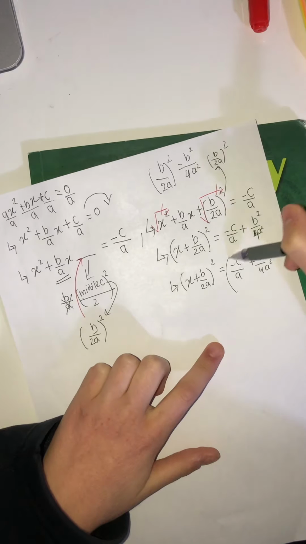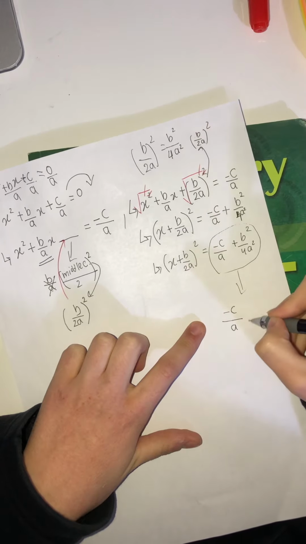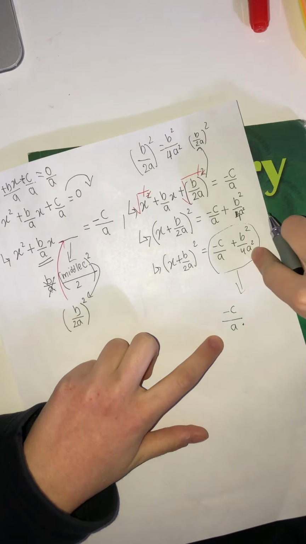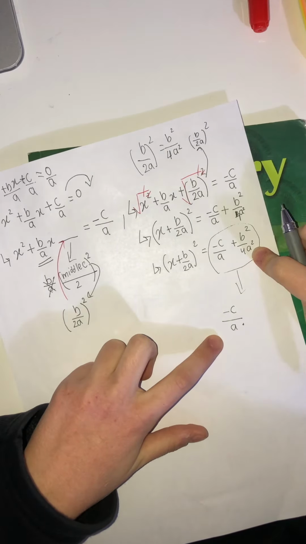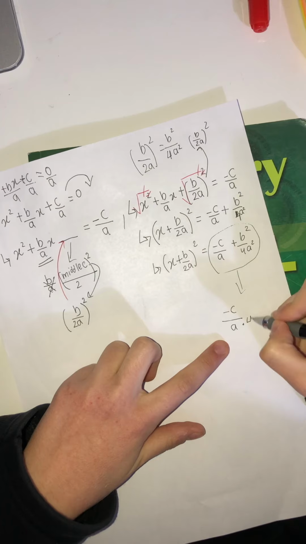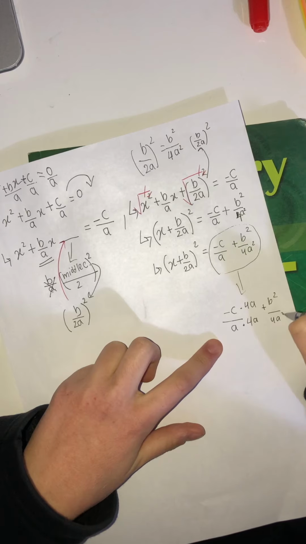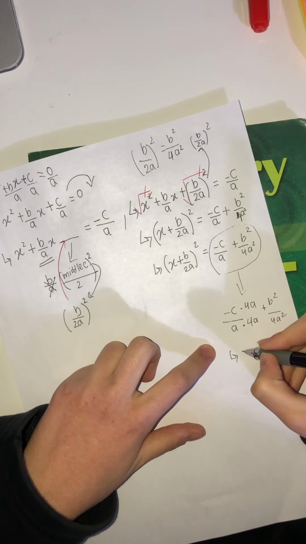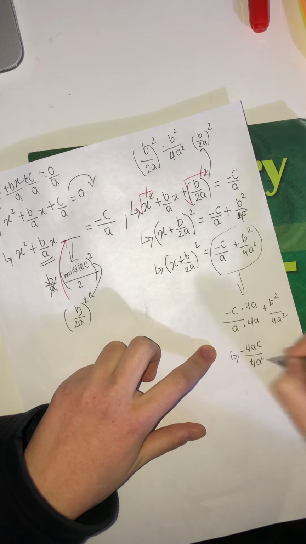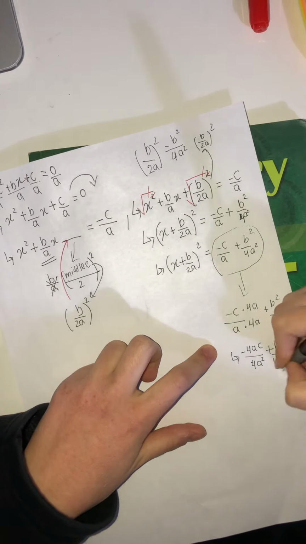Now I want to make this the same denominator. So how I do that is c over a times 4a. Why 4a and not 4a²? Because we already have an a, so in order to make it 4a², I just need to multiply by 1a. Which equals negative 4ac over 4a² plus b² over 4a². So that's how I derive that.